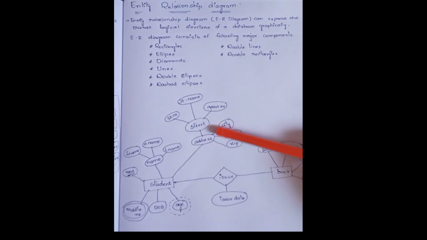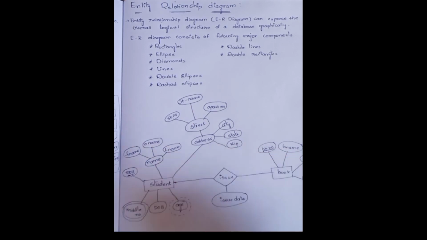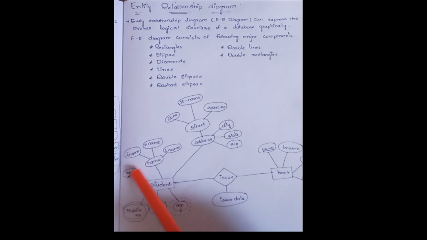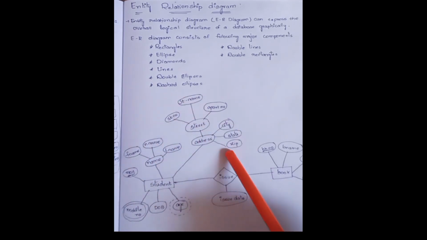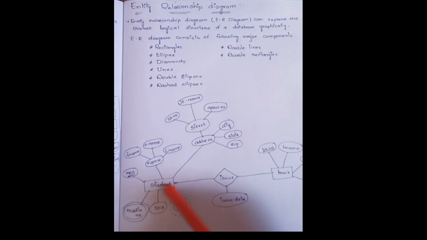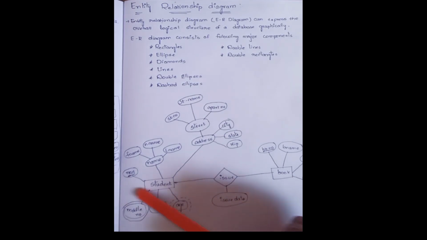All the attributes are enclosed within ellipses, denoting that they are attributes. See, the student entity and book entity are enclosed in a rectangular box. This issue, which denotes a relationship, is enclosed in a diamond box. And all these are the attributes, all enclosed in ellipses. This double ellipse denotes the mobile number, which is a multi-valued attribute. A student can have multiple mobile numbers, right? So it is denoted as a double ellipse.